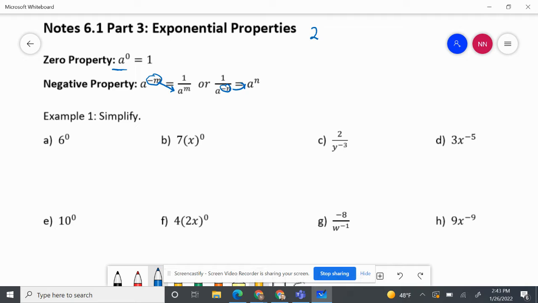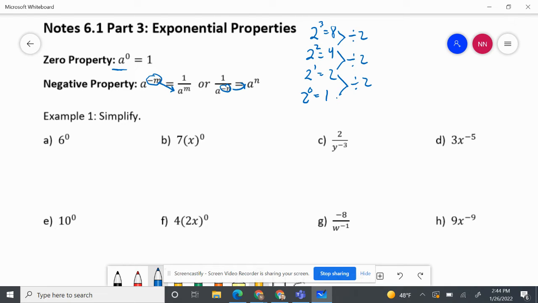If we have 2 to the third, that gives us 8. 2 to the second gives us 4, and 2 to the first gives us 2. If we look at the pattern, we see that we're dividing by 2. So if we follow this pattern, for 2 to the 0, we would have to divide by 2. 2 divided by 2 would be 1, and that's how 2 to the 0 becomes 1.